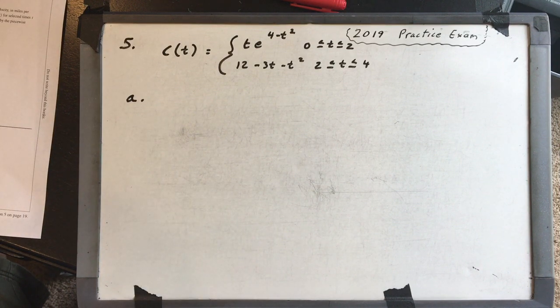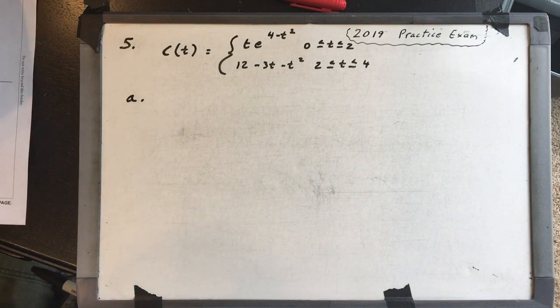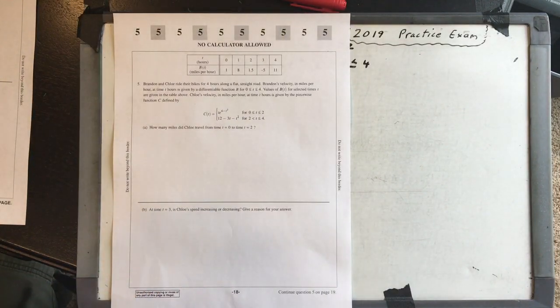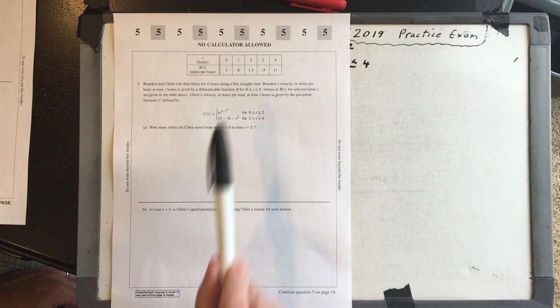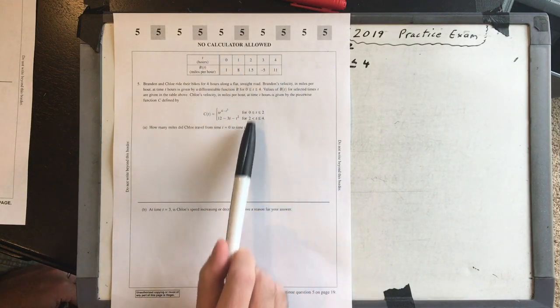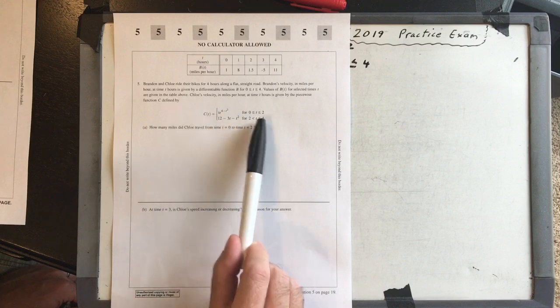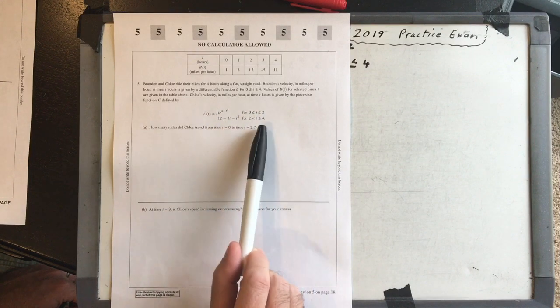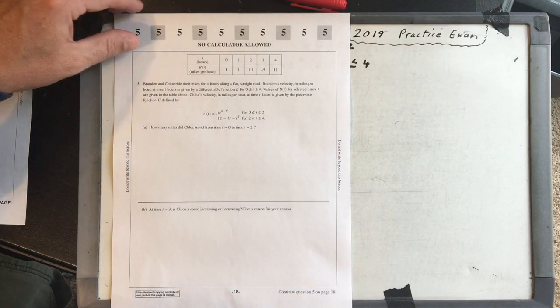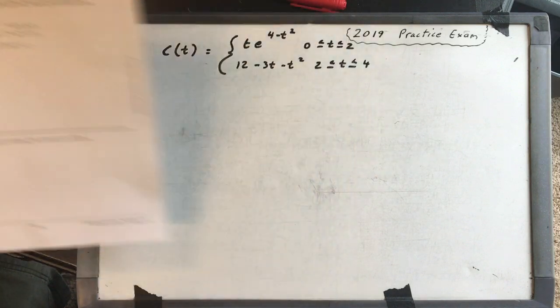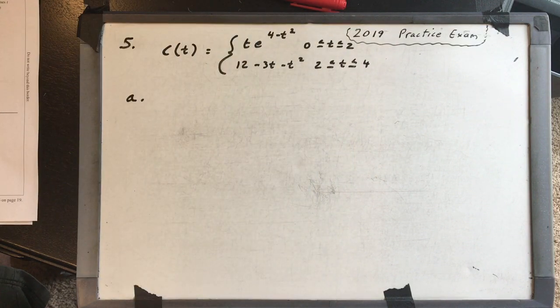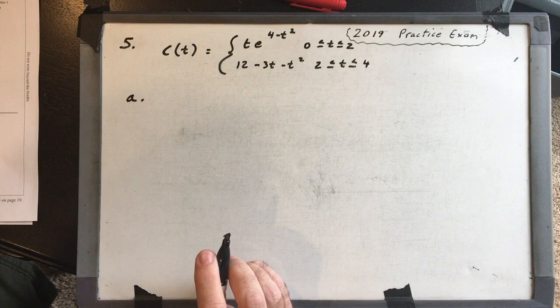In number 5, reading through it, it says Brandon and Chloe ride their bikes for 4 hours along a flat straight road. Brandon's velocity is a differentiable function, and selected values are in this table. Chloe's velocity is this piecewise function, one function from 0 to 2 and another from 2 to 4. Part A says, how many miles did Chloe travel from time t equals 0 to t equals 2?